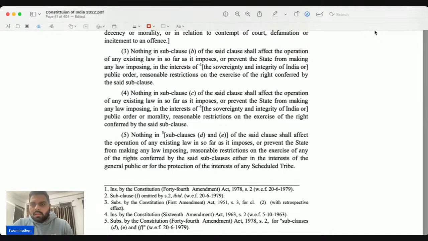This is an official Bare Act. I have downloaded it from the Government of India Legislative Department website, and this is the official one. This is updated till 2022. So the amendments after the 102nd Amendment will not be included here.